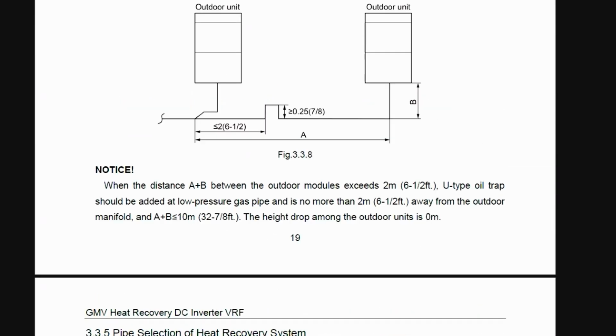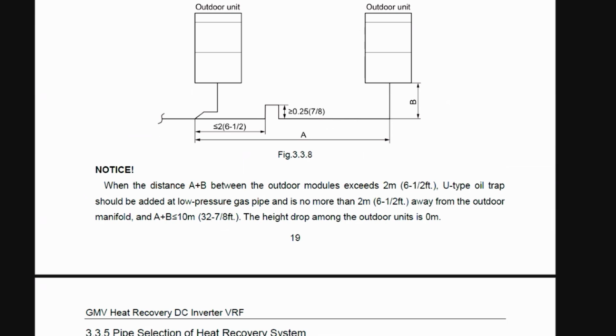So they're saying here, okay, now we got to have an oil trap in here. And we're trying to digest all the information. It says when distance A plus B between the outdoor modules exceeds 6.5 feet, a U-type oil trap should be added at a low pressure gas pipe, as is no more than 6.5 feet away from the outdoor unit manifold. The height drop among the outdoor units is 0 meters, okay?